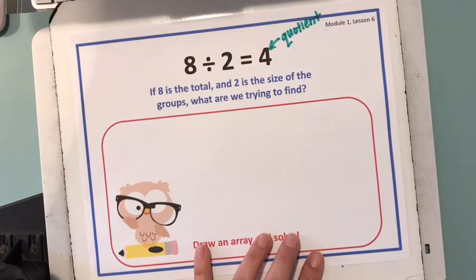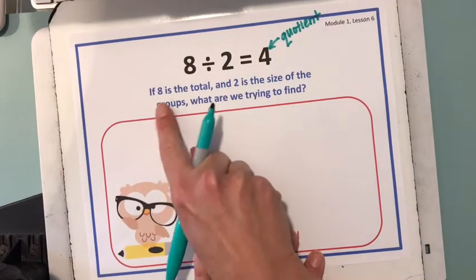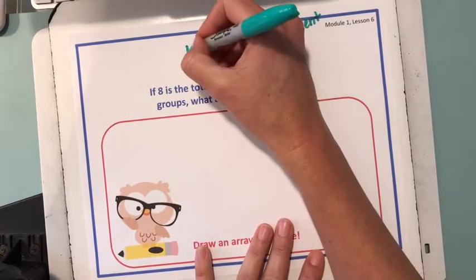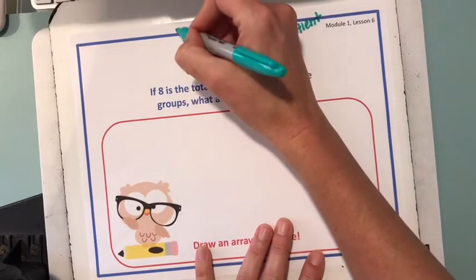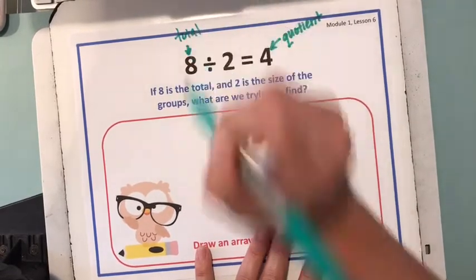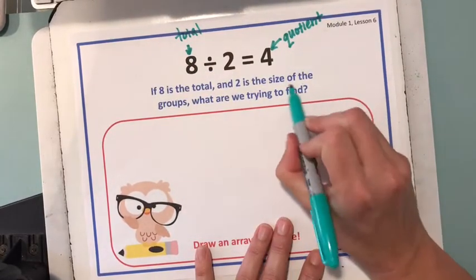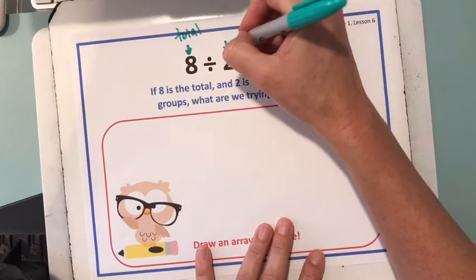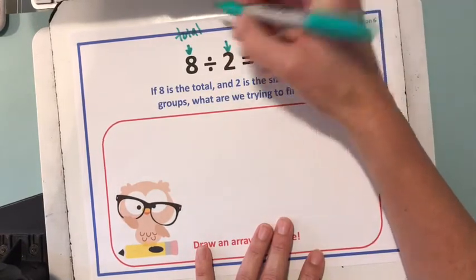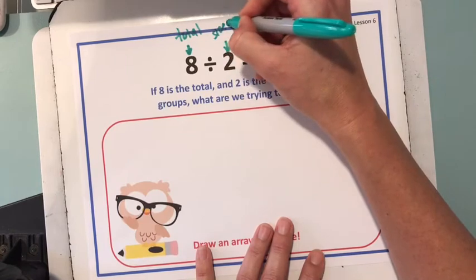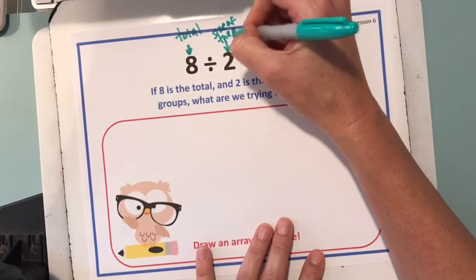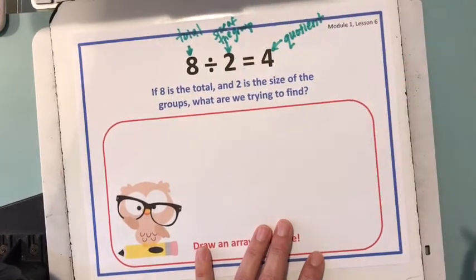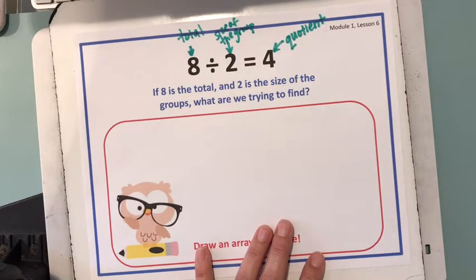Right? Fancy, fancy term. So if 8 is the total, because we know that the first number in division is always the total, and 2 is the size of the group, how many are in each group? So here's the size of the group. Hopefully you guys can see that. You can. Okay, good. What are we trying to find?